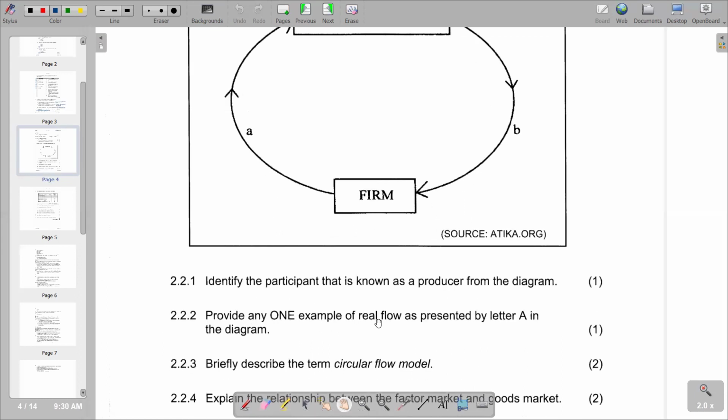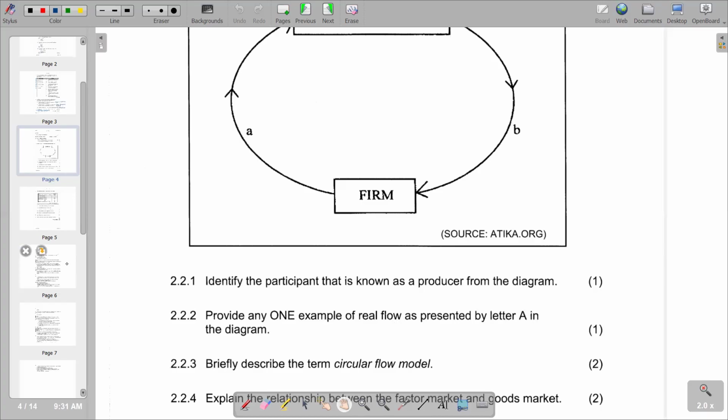Identify any two examples of reflow as represented by letter A in the diagram. Identify any one example of a reflow. So obviously, we are talking about goods. Goods indicate reflow. Remember, we put money flow and reflow. The money flow is represented by income, and reflow by goods.